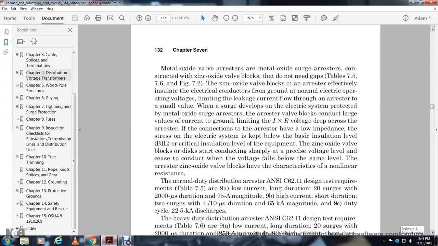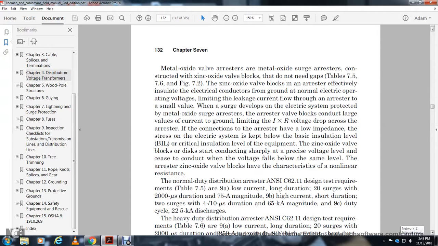The blocks are effectively insulated from the electrical conductor to the ground at normal electrical operating voltage, limiting the leakage current flow through an arrestor to a small value. When a surge is developed on the electrical system protected with the metal oxide surge arrestors, the arrestor valve blocks start conducting large current to the ground, limiting the overvoltage drop across the arrestor with the connection for the arrestor with low impedance. The stress on the electrical system is below the basic insulation level, the critical insulation level of the equipment.